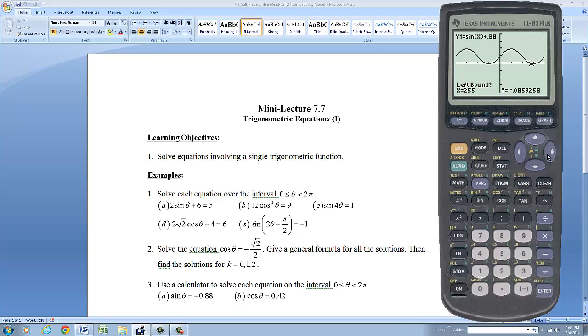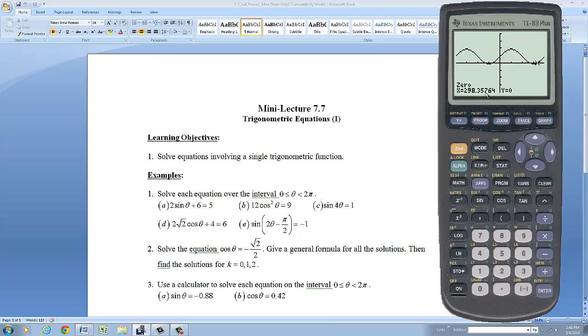Put the cursor to the left there, hit enter, and then go past it, hit enter, ignore the guess, and hit enter. The next one gives me an answer of 298. Notice y equals 0, so this is a solution, and it's an approximation. To 2 places, this is 298.36 degrees.